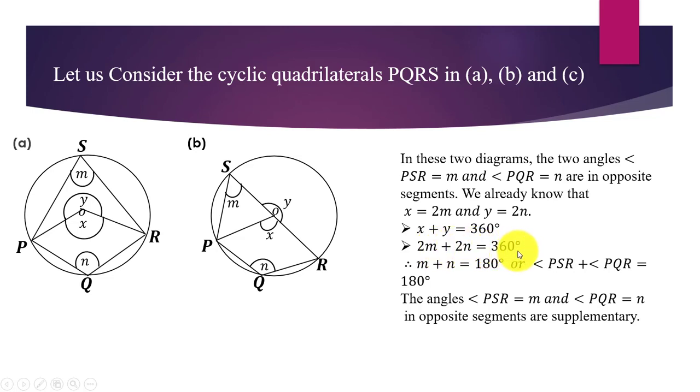And when we divide both sides by 2, we reduce the equation to M plus N equals 180 degrees, or angle PSR plus angle PQR is equal to 180 degrees. So angle PSR, which is equal to M, and angle PQR, which is equal to N, are in opposite segments. So they are supplementary.